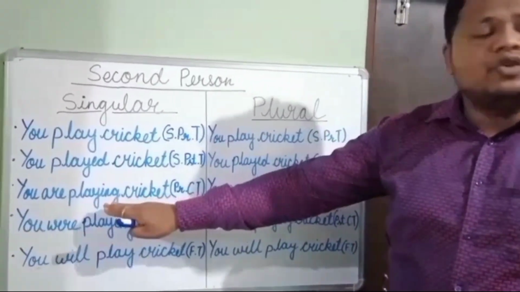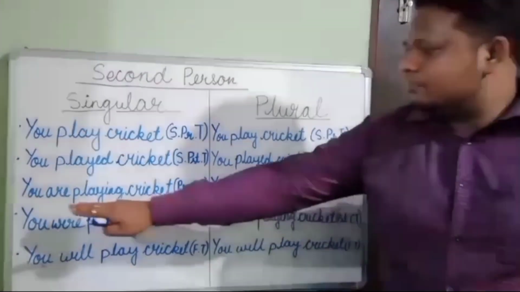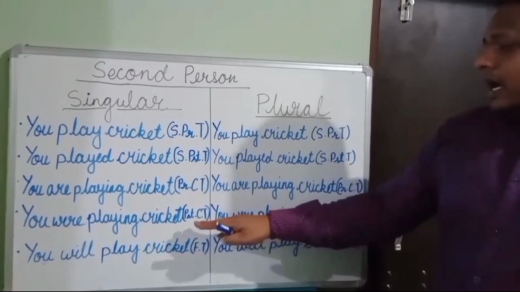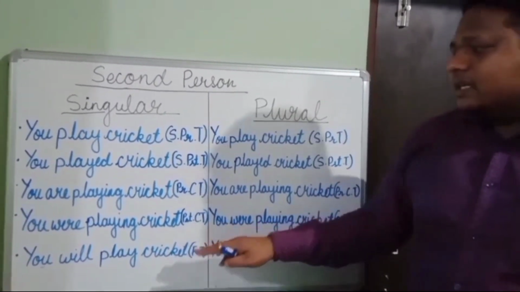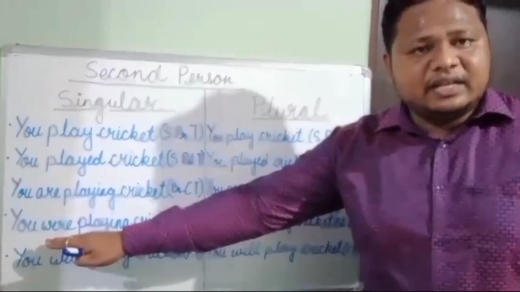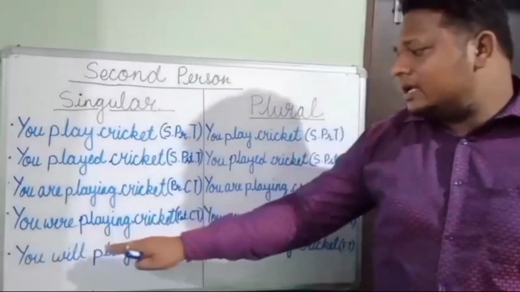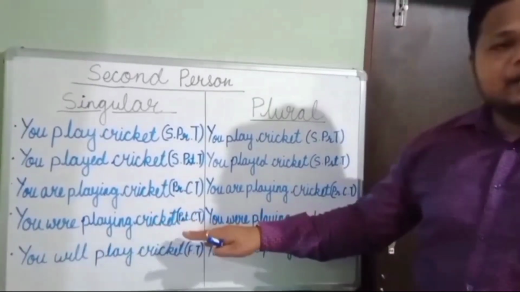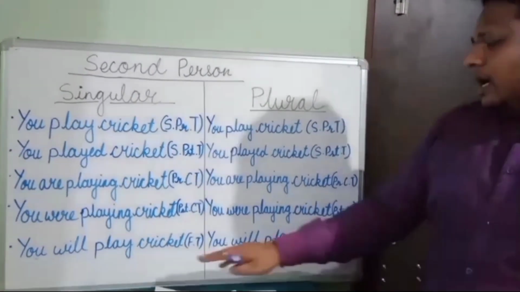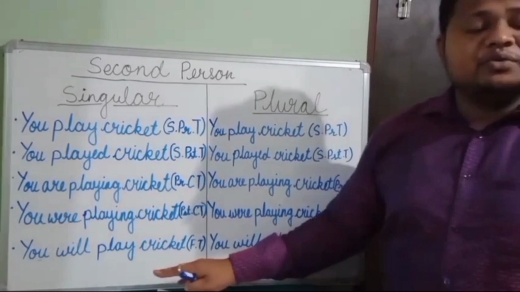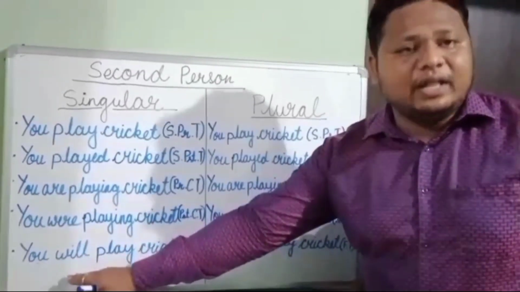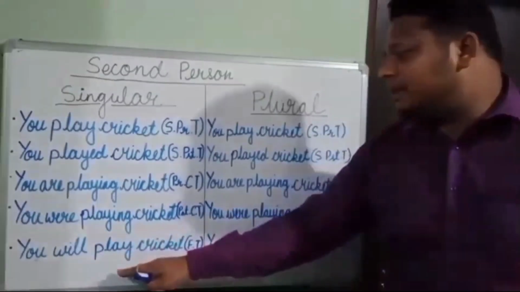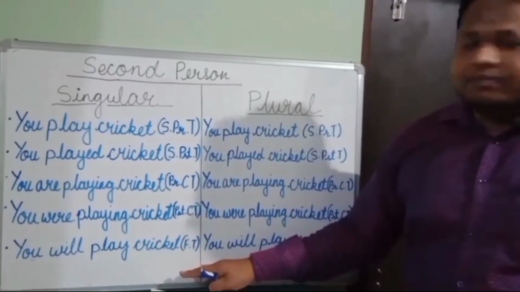In present continuous tense, we use the auxiliary verb are and the fourth form of verb: "You are playing cricket." In past continuous tense, we use the auxiliary verb were and the fourth form of verb: "You were playing cricket." In future tense, we use the auxiliary verb will and the first form of verb: "You will play cricket."